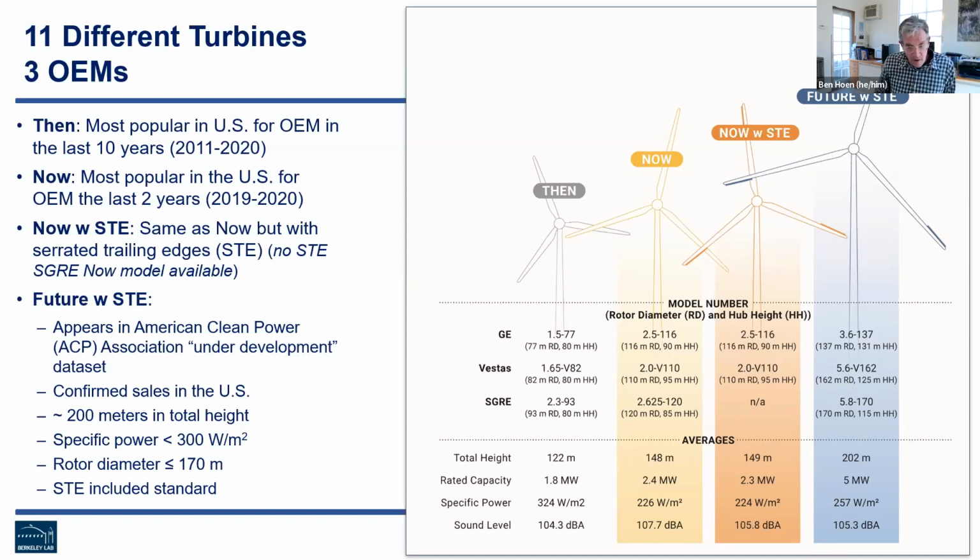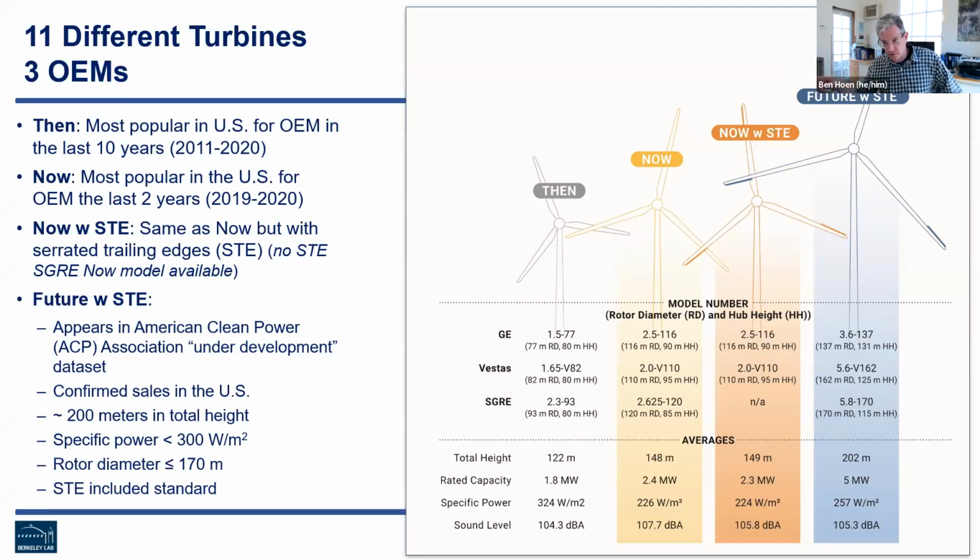Then we wanted to look at the now epoch. That's the most popular in the last 2 years in the US, or 2019 to 2020. And you can see those turbines listed there. That average height is 148 meters. That average rated capacity is 2.4 megawatts. The specific power is 226, a big drop from the then period. And as well, the sound power level goes up to 107.7. As Ken mentioned, that's been steadily climbing.